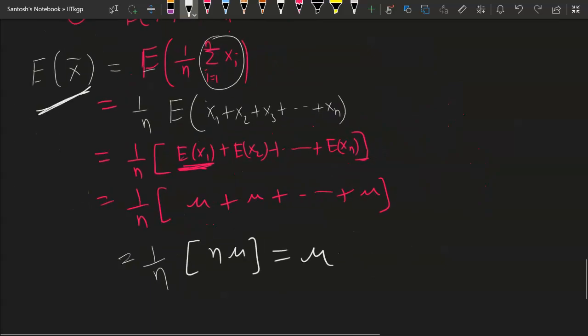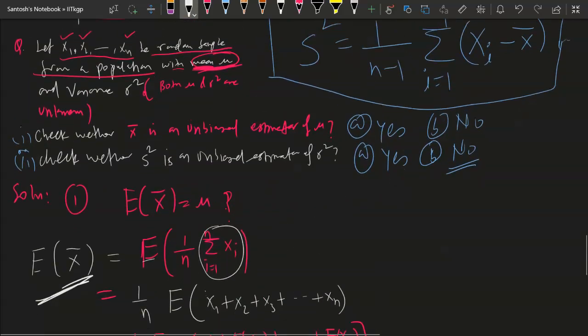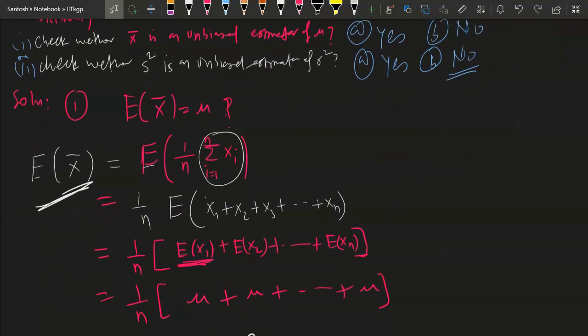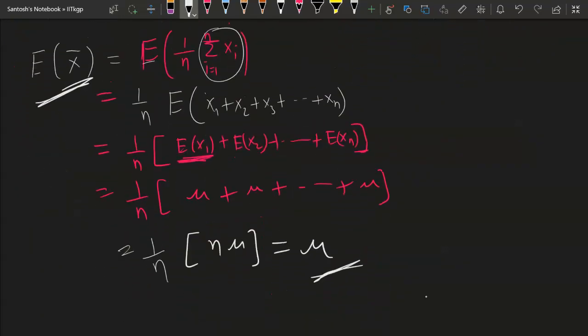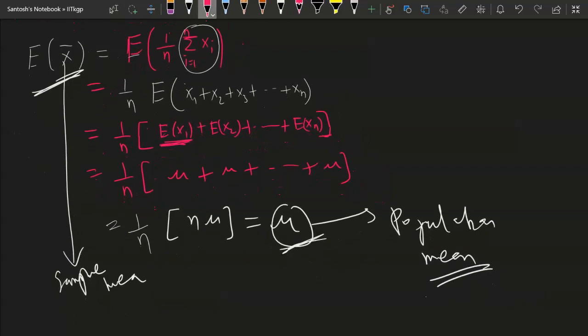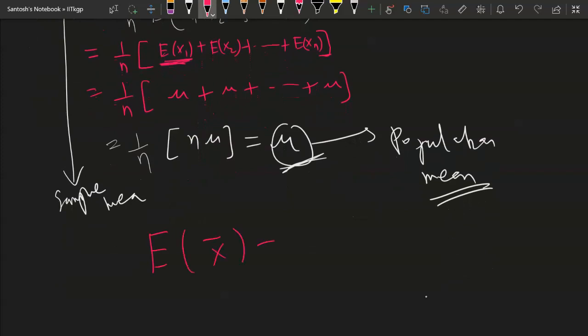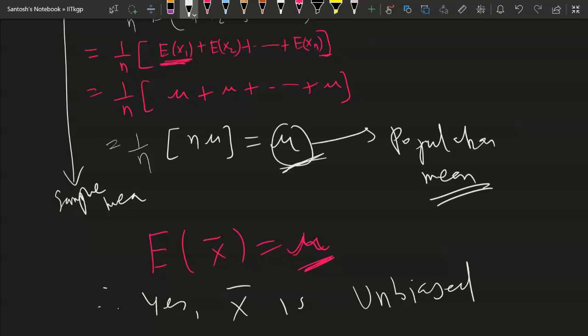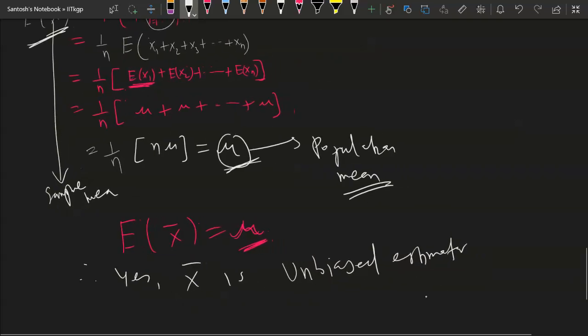So what we got is E of x bar is mu. Any population you consider, if you take a sample with mean mu, then x bar will be an unbiased estimator of mu. x bar is called the sample mean, and mu is called the population mean, which is unknown here. When the population parameter is unknown, we estimate it from the sample. So we have concluded E of x bar is equal to mu, and yes, x bar is an unbiased estimator of mu.